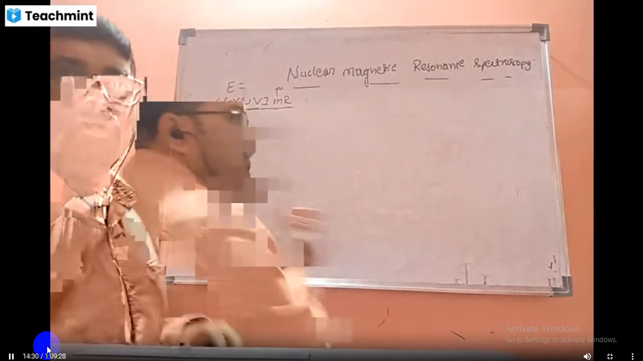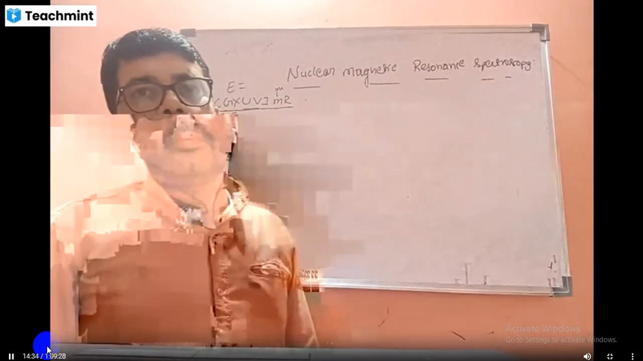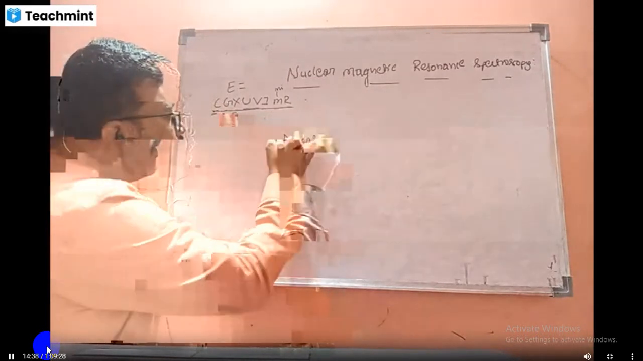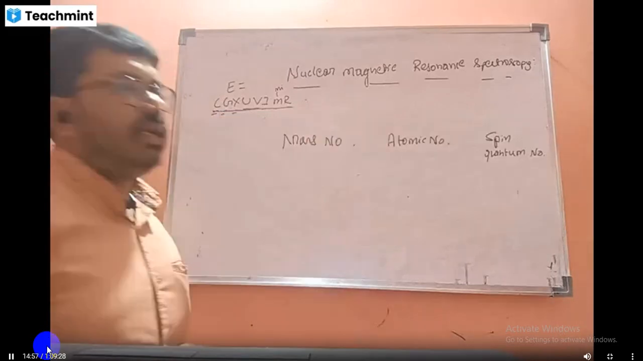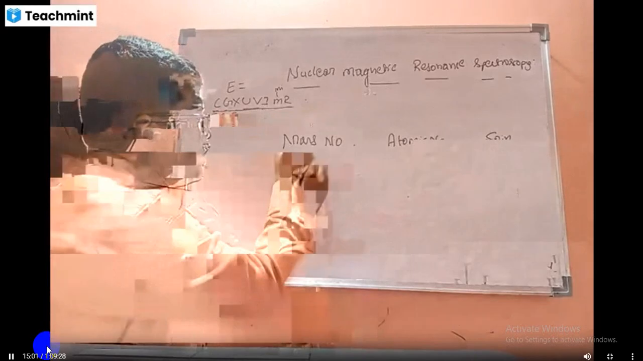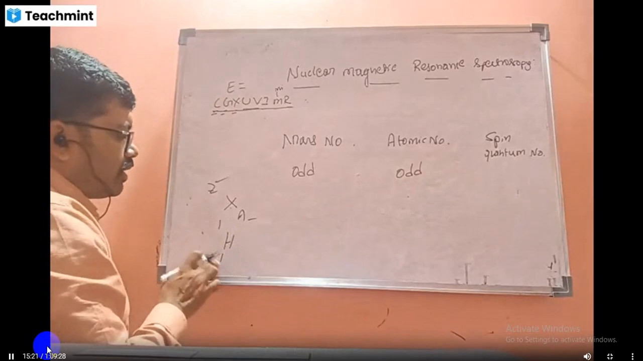So which type of nuclei will display NMR? This is the theory actually. It depends on the mass number, atomic number, and spin quantum number. Mass number is written as A and atomic number as Z. For proton, the mass number is 1 and the atomic number is also 1.